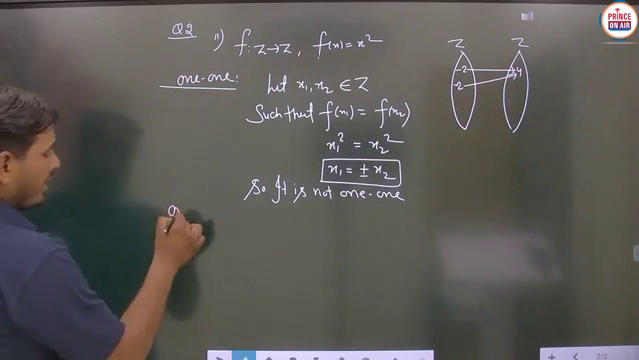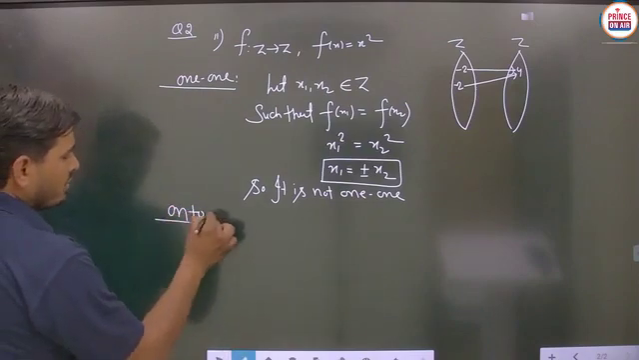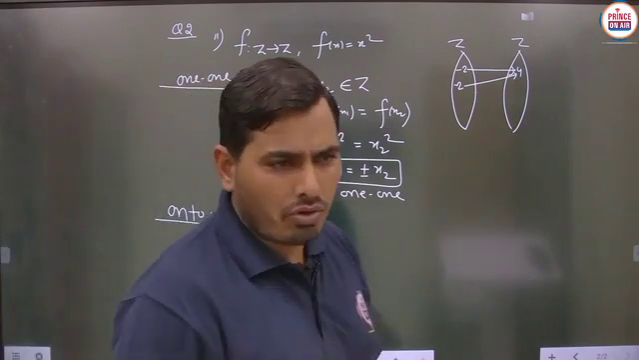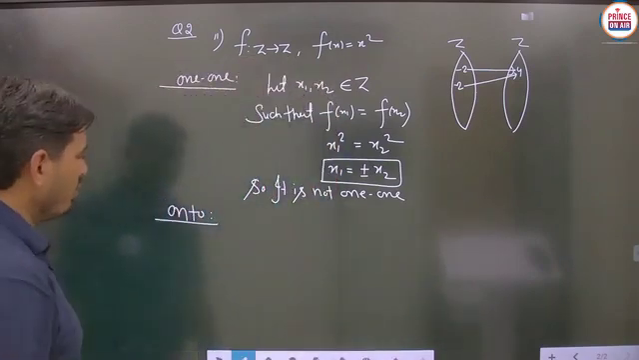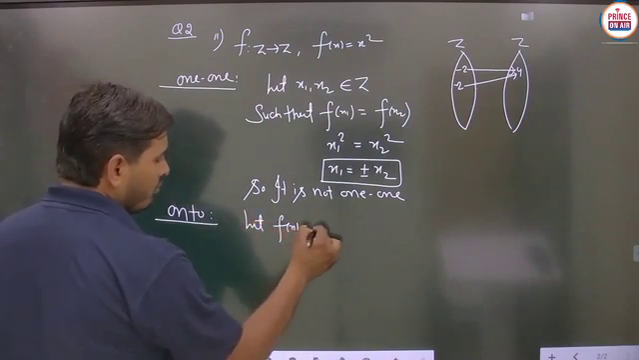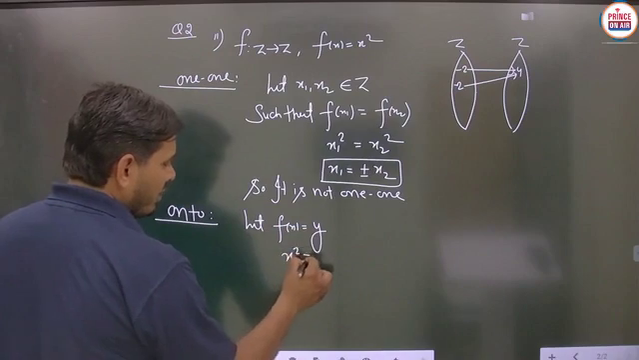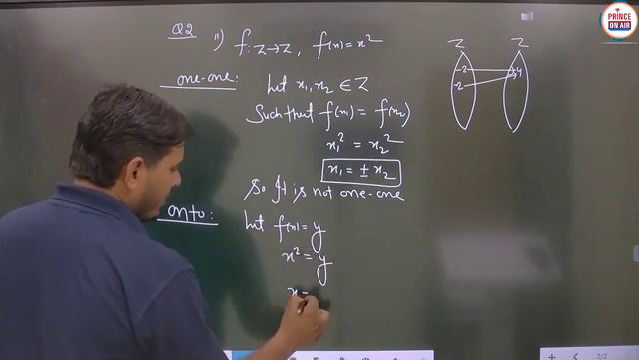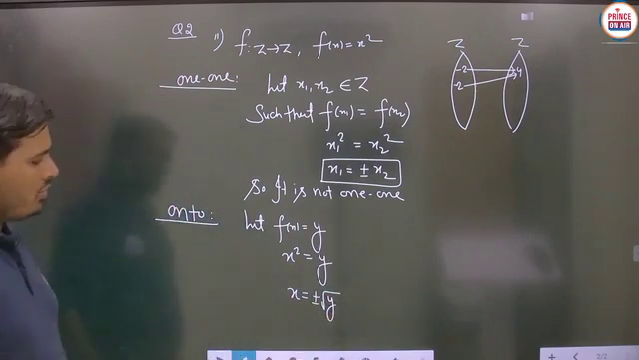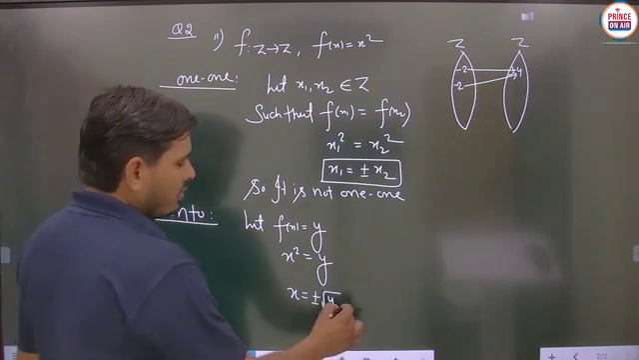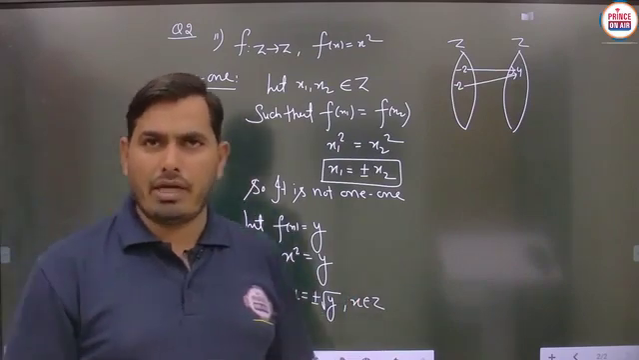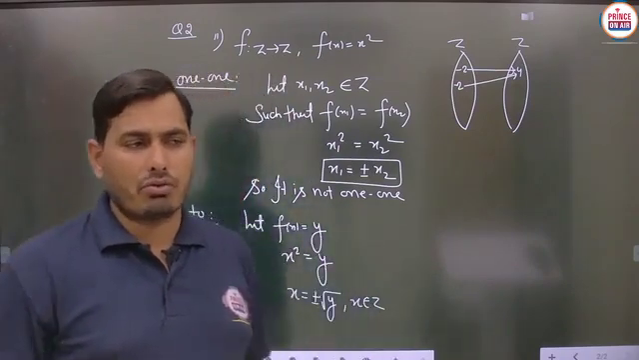Now the second case we are taking here is onto. Whether the given function is onto or not, we just have to check this part. So for onto, student, we always take f of x equals y, and here x square equals y. Then x will be written as plus or minus square root of y, because this x belongs to the set of integers. Integers can be either positive or negative. That's why we are saying that x equals plus or minus root y.